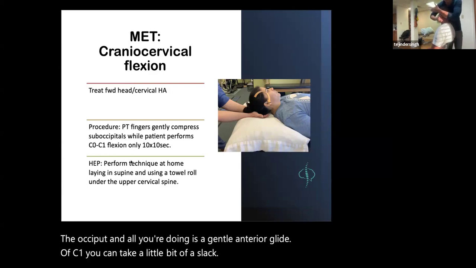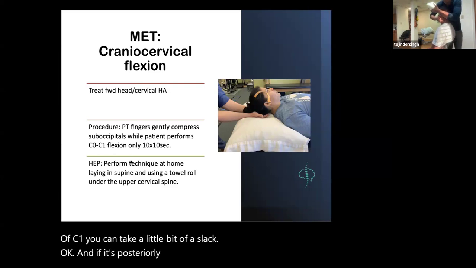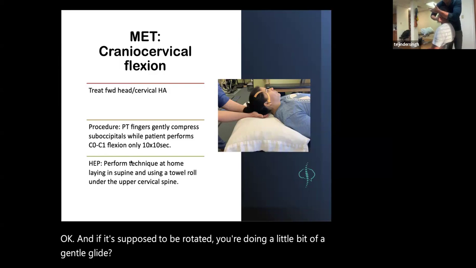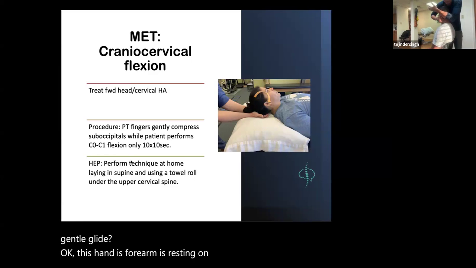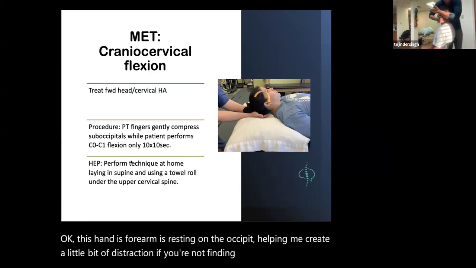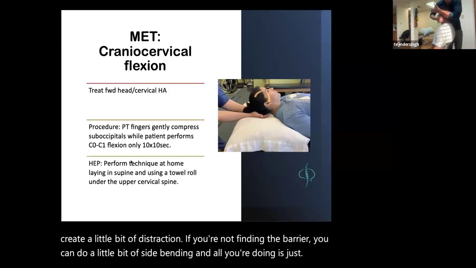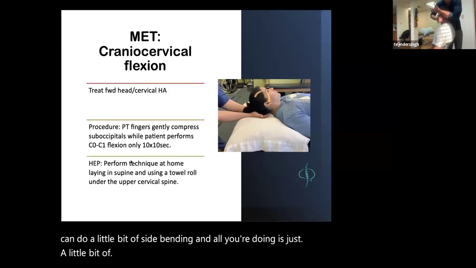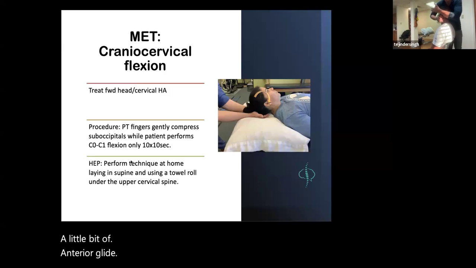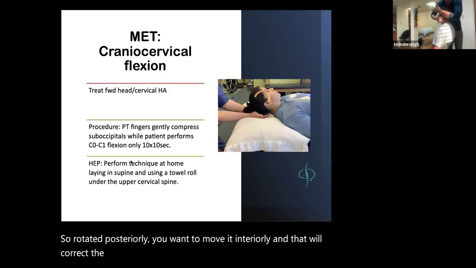Okay, and if it's posteriorly rotated, you're doing a little bit of a gentle glide. This forearm is resting on the occiput, helping me create a little bit of distraction. If you're not finding the barrier, you can do a little bit of side bending, and all you're doing is just a little bit of anterior glide. So if it's rotated posteriorly, you want to move it anteriorly, and that will correct the posterior rotation.